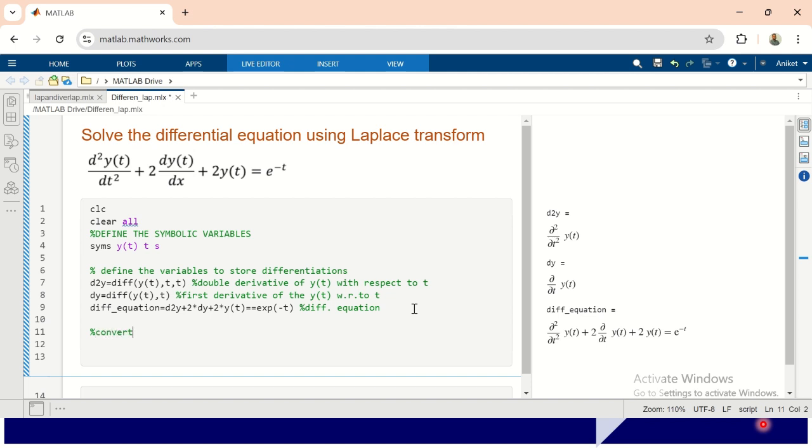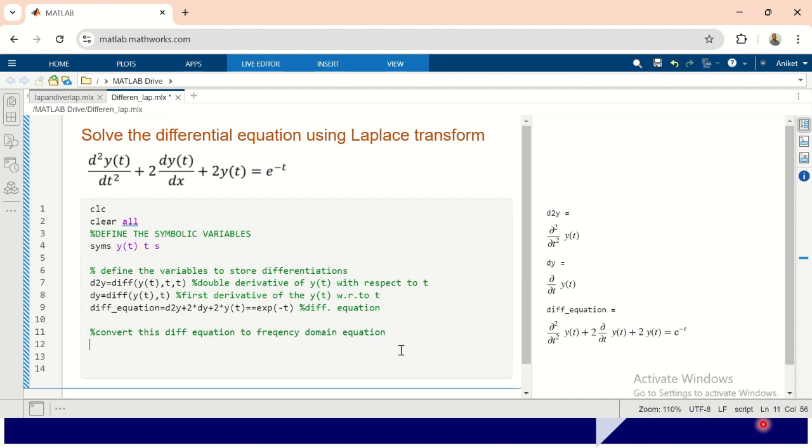Now to do that, we have to write: convert this differential equation to frequency domain equation. Now how to do that? We just have to take the Laplace transform.